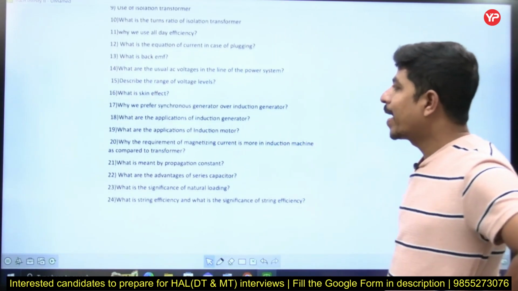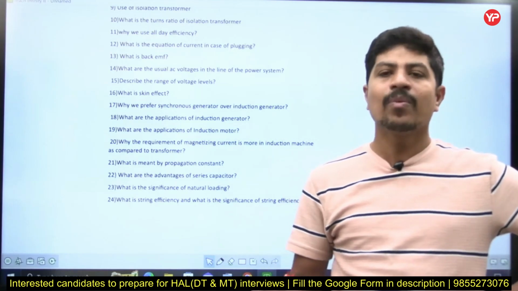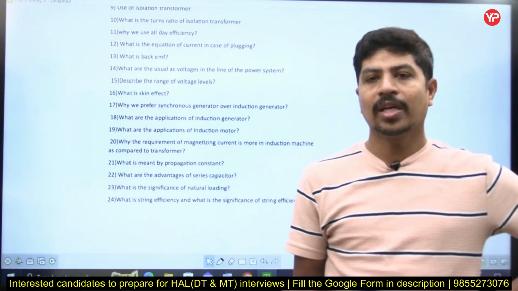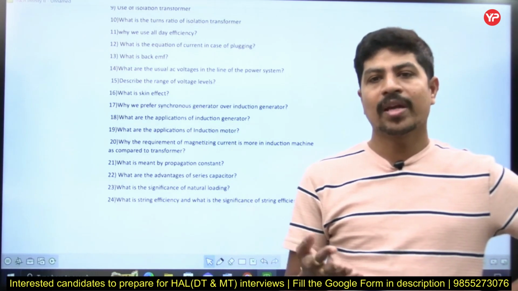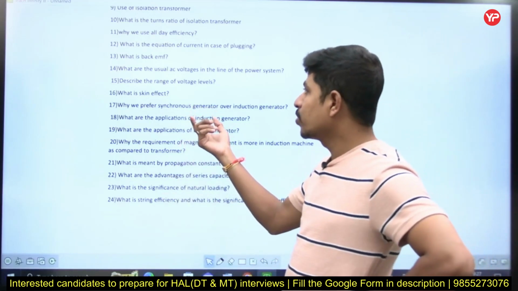Next, what is back EMF? In a DC machine, back EMF is produced due to the generating action in the motor. In every motor, there is a generating action. In every generator, there is a motoring action, right? Magnetic drag and electric drag. So generating action is called electric drag, motoring action is called magnetic drag, right? Due to that, back EMF is produced.